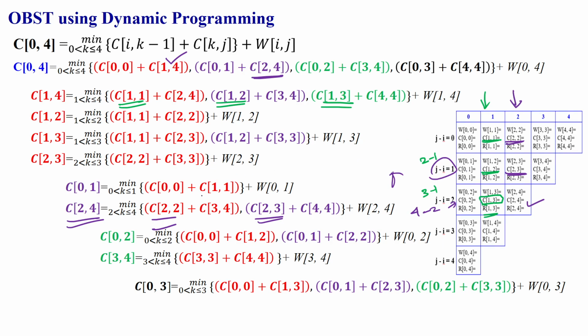Then next one is another sub problem, C of 3 comma 4. So C of 3 comma 4, only one value is there, right? That is C of 3 comma 3, right? So C of 3 comma 4 and C of 3 comma 3. Then finally here we are filling this one, C of 4 comma 4, with respective weight and root values. So now we have constructed the table.